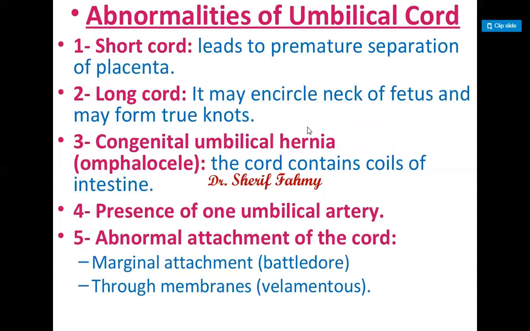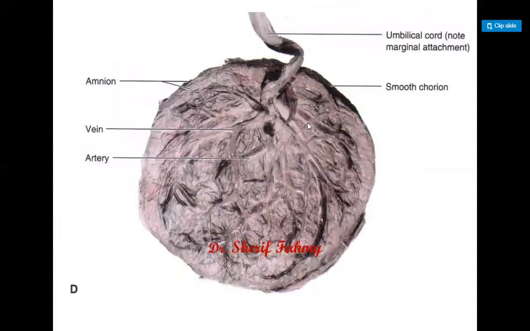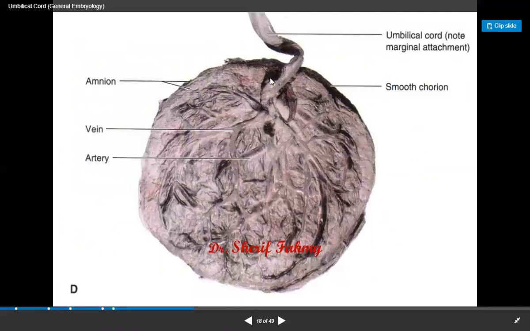So that is called battledore attachment. And if there is filamentous attachment of the umbilical cord, that is through membranes, that may be an abnormality. See in this diagram what we are saying. This is the umbilical cord, no marginal insertion. What we saw in the previous diagram starts from the center. But if it is at the margin, then it is called a battledore attachment. Here it is the amnion, the veins, and this is the artery. So this is the abnormality from the attachment point of view.